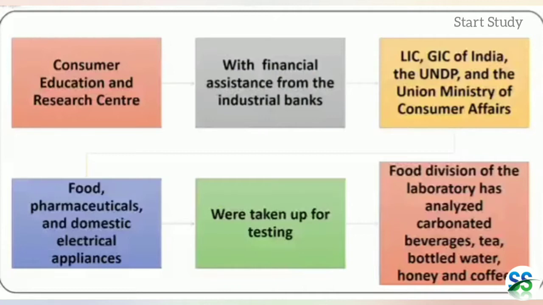Product claims made by the producers are verified and deviations are subject to regulation under the relevant laws. While the food division of the laboratory has analyzed the carbonated beverages, tea, bottled water, honey and coffee, the pharmaceutical section has checked the quality of the different brands of paracetamol sold in the market and some Ayurvedic preparations. In the electrical wing, the products on the testing line included immersion rods, mixies, toasters and hand blenders.